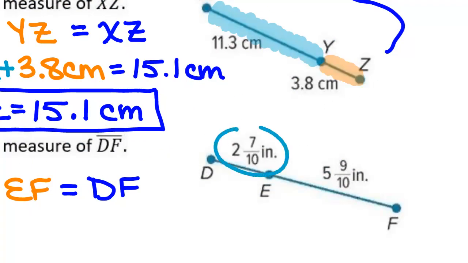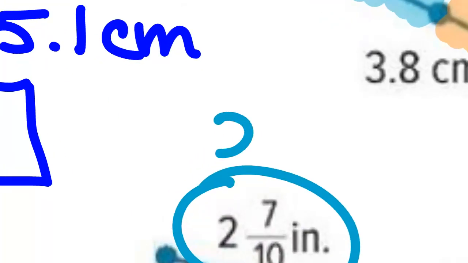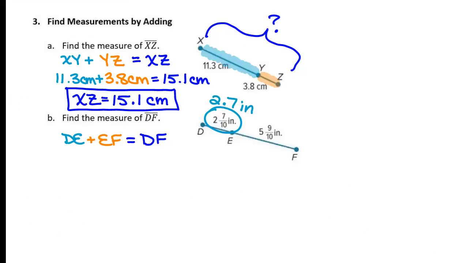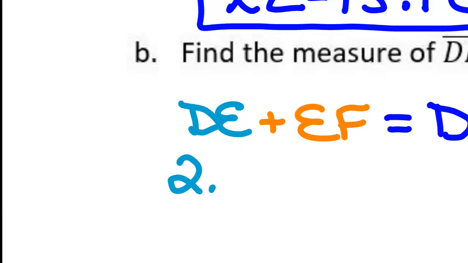DE says it is 2 7/10 inches. Who likes working with fractions? Yeah, me either. How do you guys feel about changing these into decimals? Does that sound better? What is the denominator on this fraction? 10. That actually makes it super easy to change into decimal form. 7/10 is 0.7. So this is 2.7 inches. So that's what I'm going to replace DE with, is 2.7 inches.